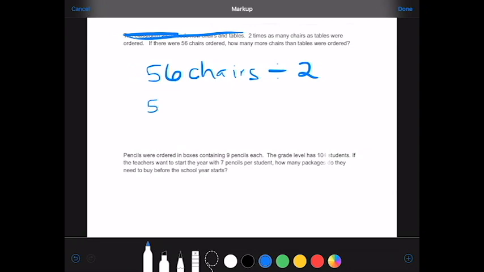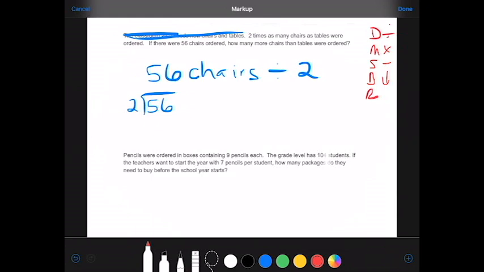All right, so I have 56 divided by 2. When I do my division, I like to have my steps. So we divide, multiply, subtract, bring down, repeat. Although my division sign looks like an adding sign, so I'll fix that.